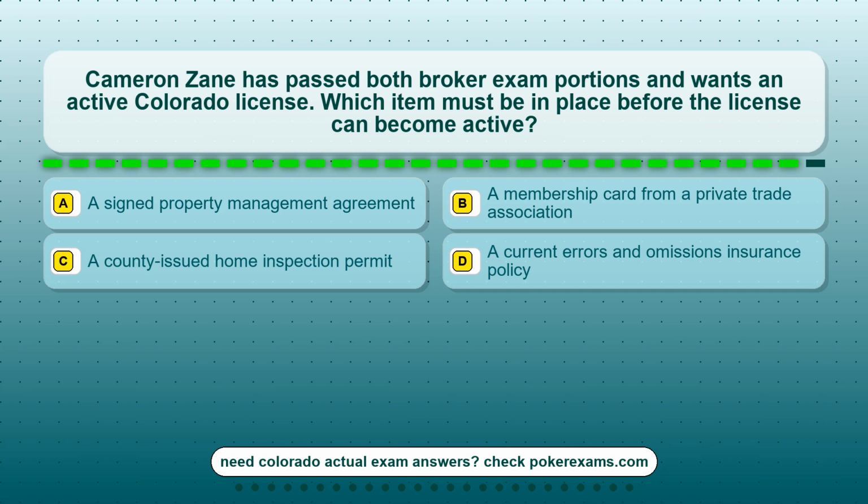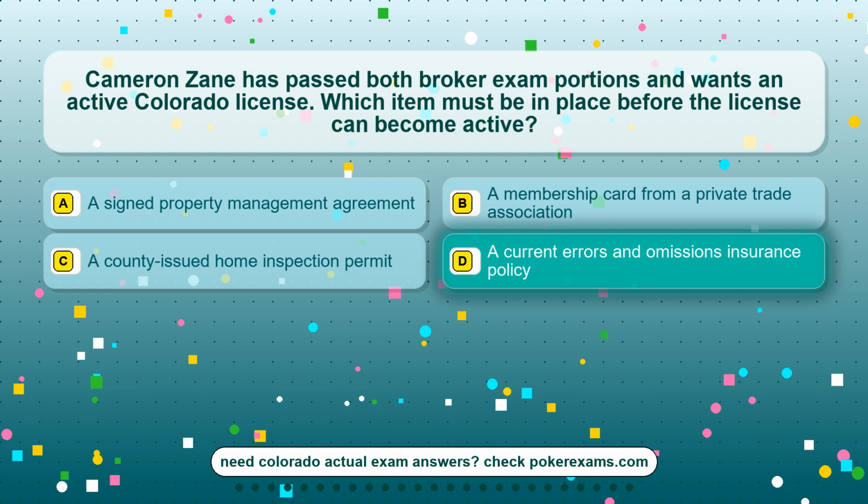Question 1. Cameron Zane has passed both broker exam portions and wants an active Colorado license. Which item must be in place before the license can become active? Option A. A signed property management agreement. Option B. A membership card from a private trade association. Option C. A county-issued home inspection permit. Option D. A current errors and omissions insurance policy.